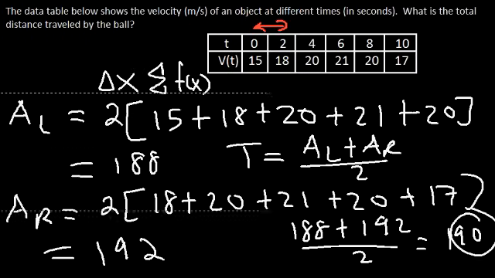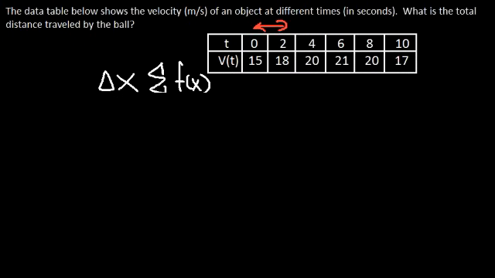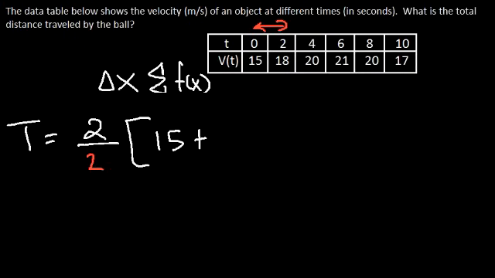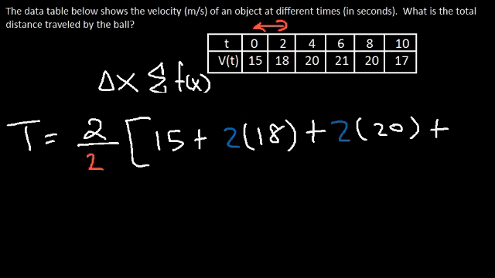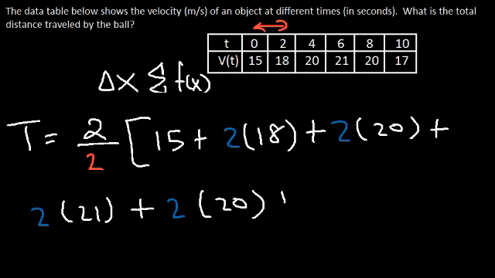But now let's do it the other way too, using the trapezoidal formula. So it's delta x, which is 2, divided by 2, times, now for the trapezoidal rule, we're going to use all points. So the first point, v of 0 is 15, plus 2 times the second point, which is 18, plus 2 times the next point, which is 20, plus 2 times 21, plus 2 times 20, and finally plus 27.